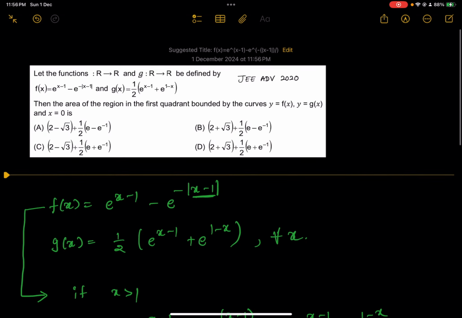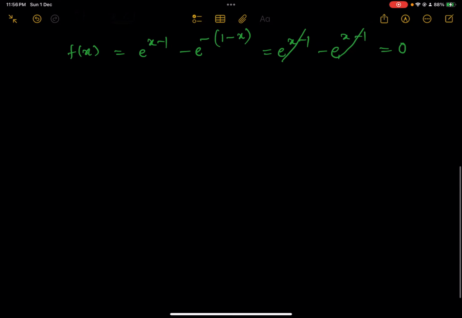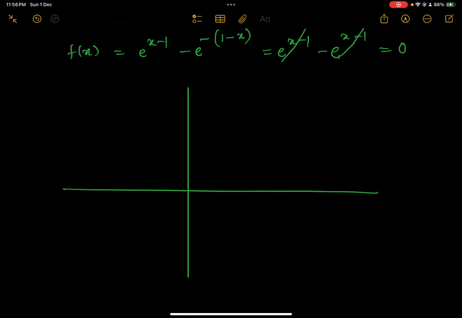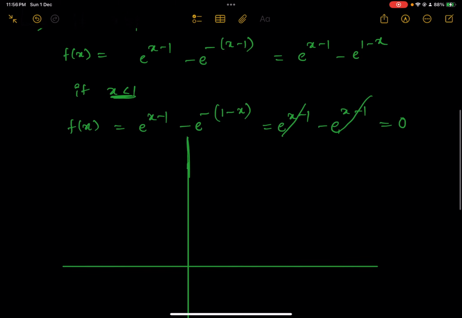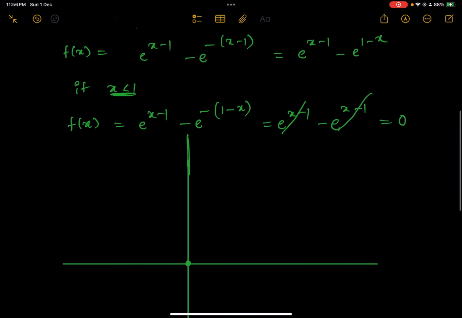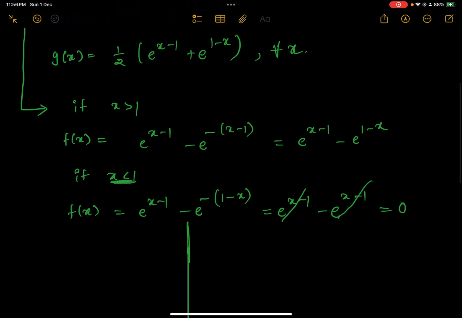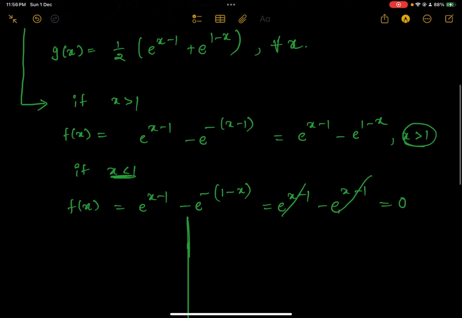Area of the region in the first quadrant. So we have to draw the graph of these functions in the first quadrant. Correct? So let us say this is the coordinate axis. f of 0 is 0. f of 1 is also 0. But after this, so this is for x greater than 1.